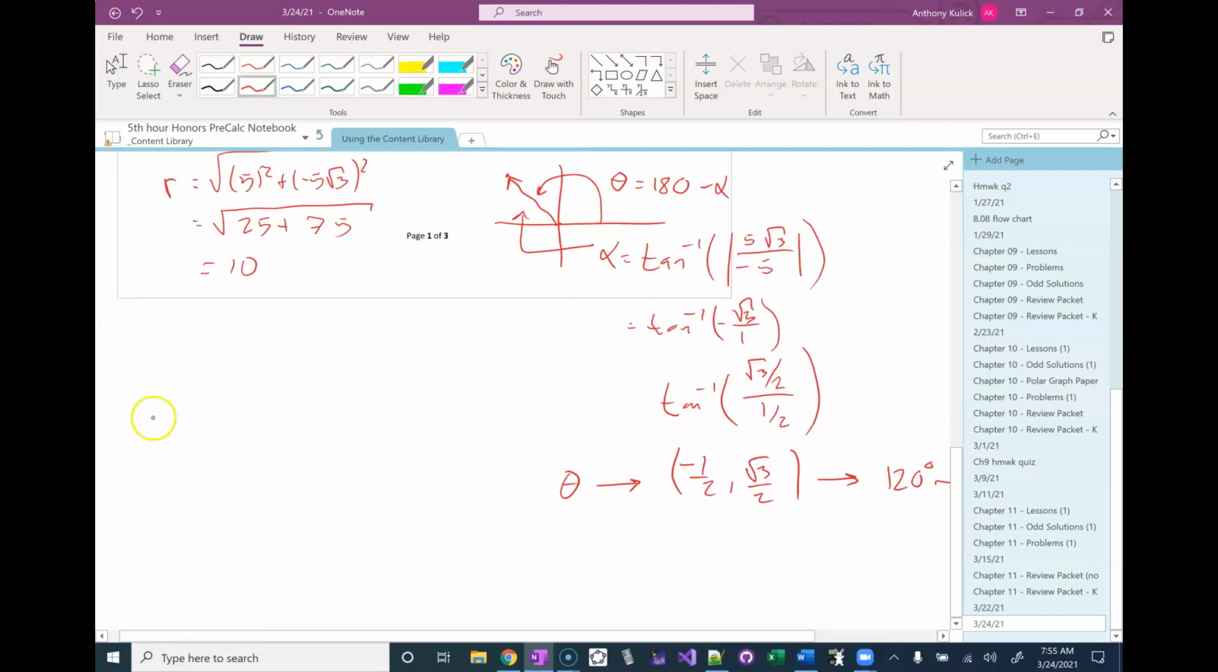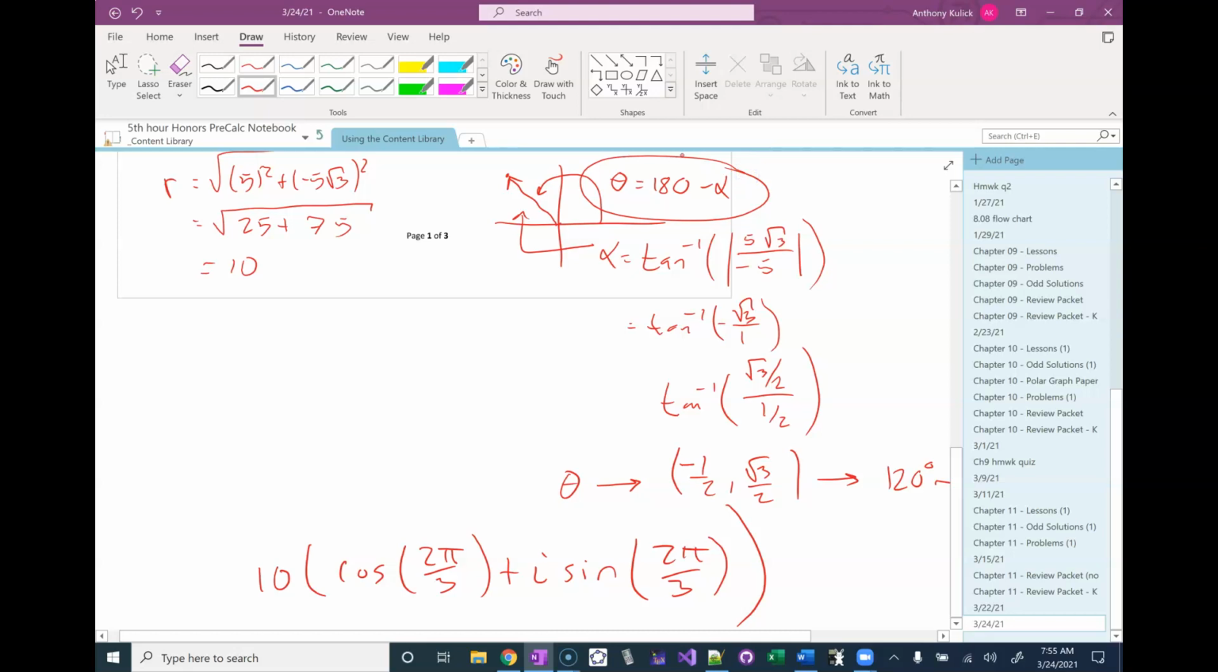So here I say that my final answer then is 10 times cosine of 2 pi over 3 plus i sine 2 pi over 3. So I ditched doing this because I saw that the angle that I found was an exact value that I was just going to pull from the unit circle. So I ditched worrying about alpha.